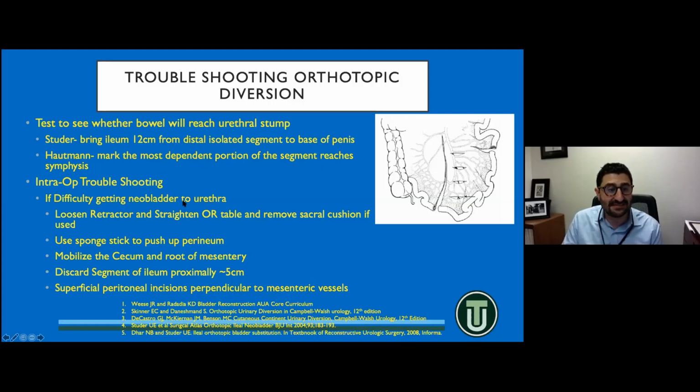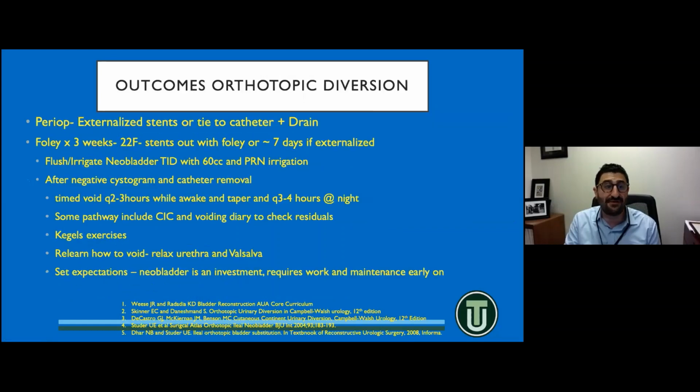With a Hautmann, you want to mark the most dependent portion of the ileum and make sure that segment reaches the symphysis. Intraoperatively, if you're having trouble, you want to loosen the retractor, straighten the table, take them out of flex, remove a cushion if there is one. You may need to use a sponge stick to push up the perineum. You can mobilize the cecum and the root of the mesentery to help you get extra length. You may use a discard segment, which has been described, the proximal portion, to improve the mobilization, as well as superficial peritoneal incisions, which you can see here, which may enable you to stretch the bowel down.